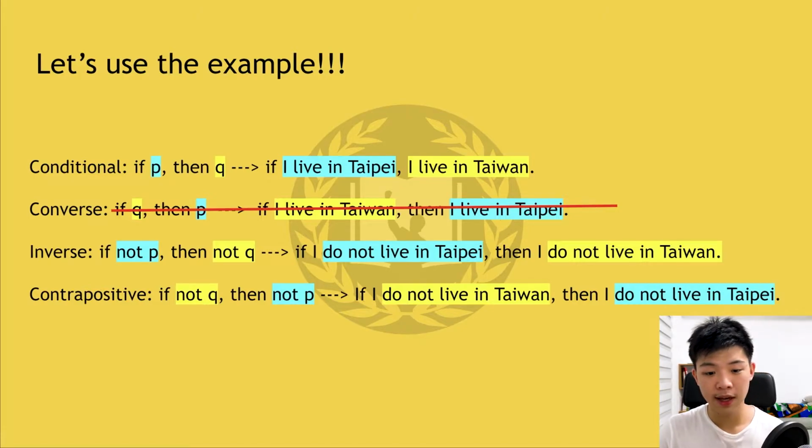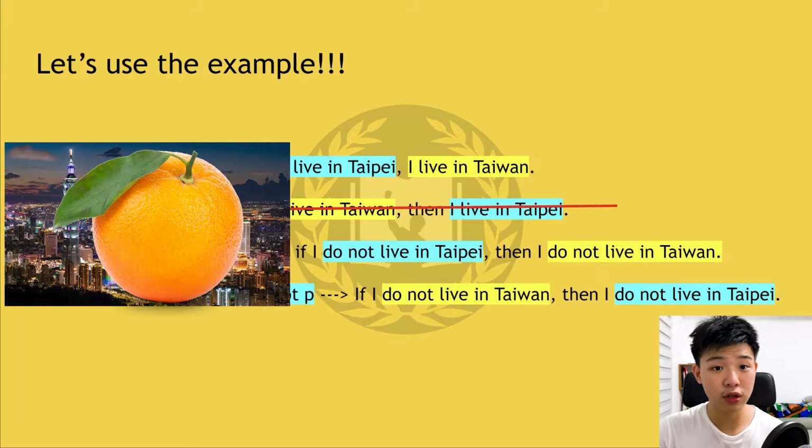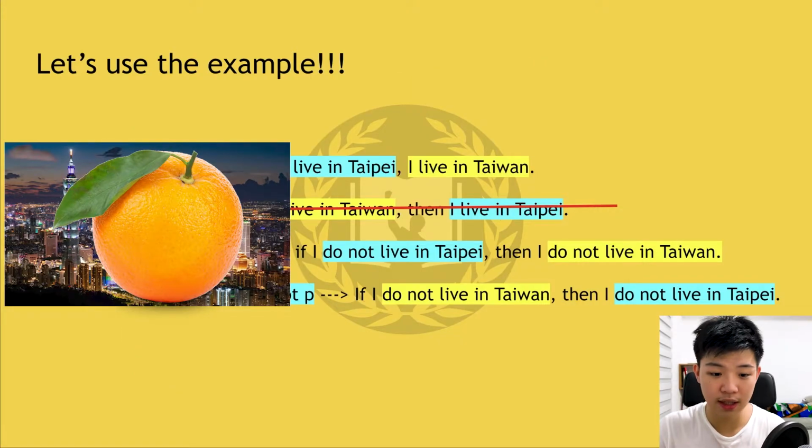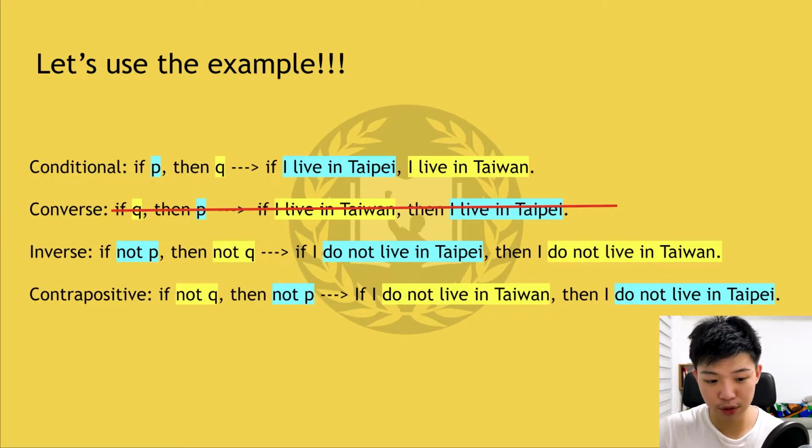The inverse is, if I do not live in Taipei, then I do not live in Taiwan. Is this statement true? This is definitely not true, because if I do not live in Taipei, I can live in other places in Taiwan and still live in Taiwan. Therefore, the inverse is not true.